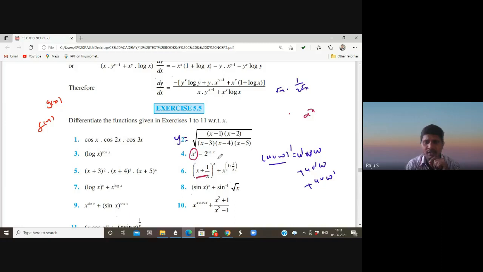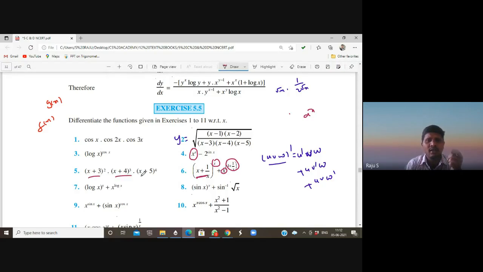Here also function power function. X is a function. So here, u v formula, or else apply log on both sides. If you apply log on both sides, it will become easy. Here function power function, logarithmic method. Function power function, log method.